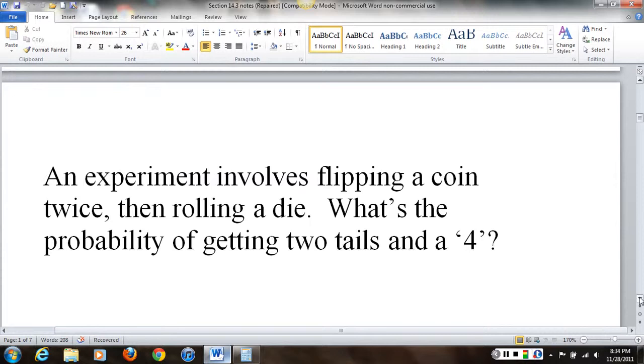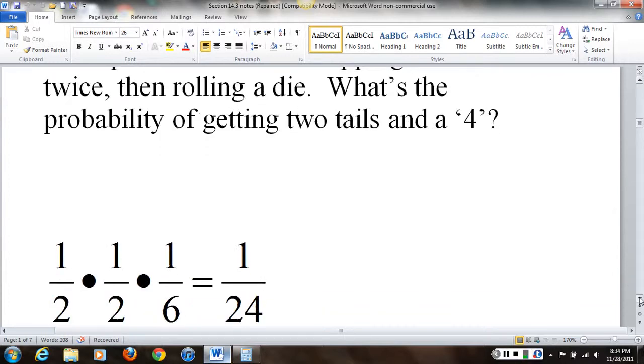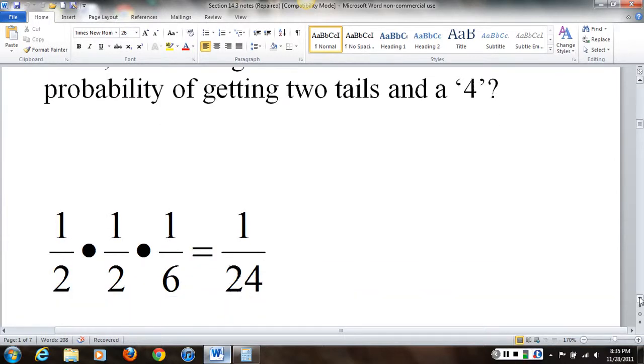An experiment involves flipping a coin twice, then rolling a die. What is the probability of getting 2 tails and a 4? So again, these are all independent events, so let's look at each one individually. The probability each time of getting tails is 1/2. Probability of getting a 4 is 1 out of 6. So when you multiply it all together, you get 1 out of 24.